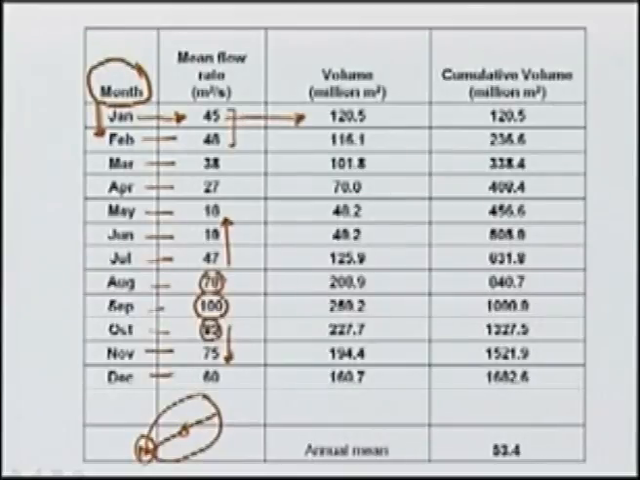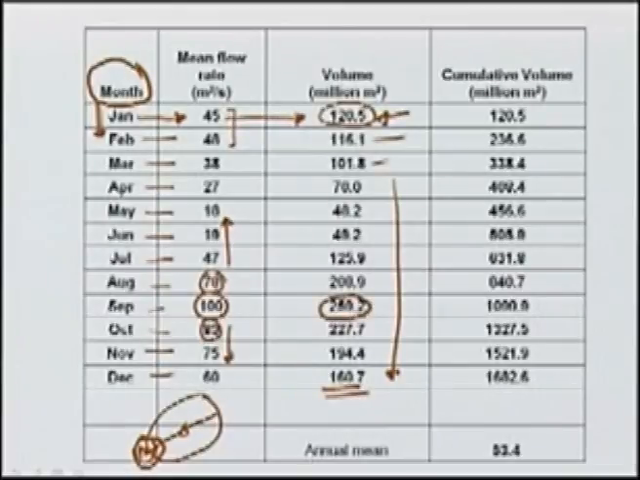For example, in January there will be 31 days multiplied by 24 hours, then 3600 seconds. That gives us a volume which we have shown here in million meter cube. This value of 120.5 represents the volume of flow in the river in the month of January. So, for the entire month of January, 120.5 million meter cube of water will pass through this point A. Similarly for February, March and so on till December, and of course, September has the highest volume available for the entire month. Now, we can add them up and find out the cumulative volume.